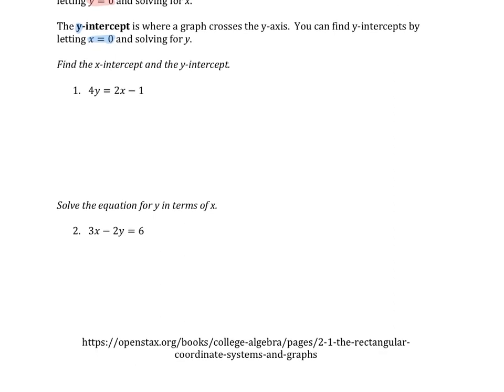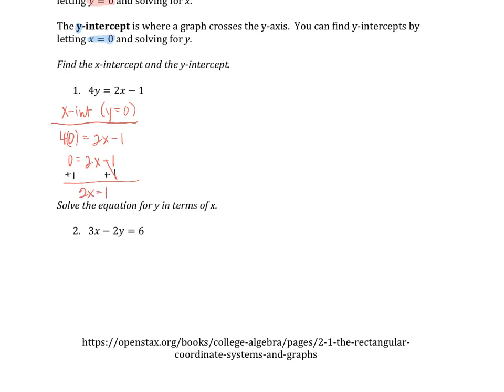Number 1, find the x and y intercept. So first, we're going to find the x-intercept, and you find that by letting y equal 0. So I'm going to just plug in 0 where I see a y, and then solve for x. So 4 times 0 is 0. Then I need to add 1 to both sides because I want to get the x by itself. So then I will have 2x equals 1.